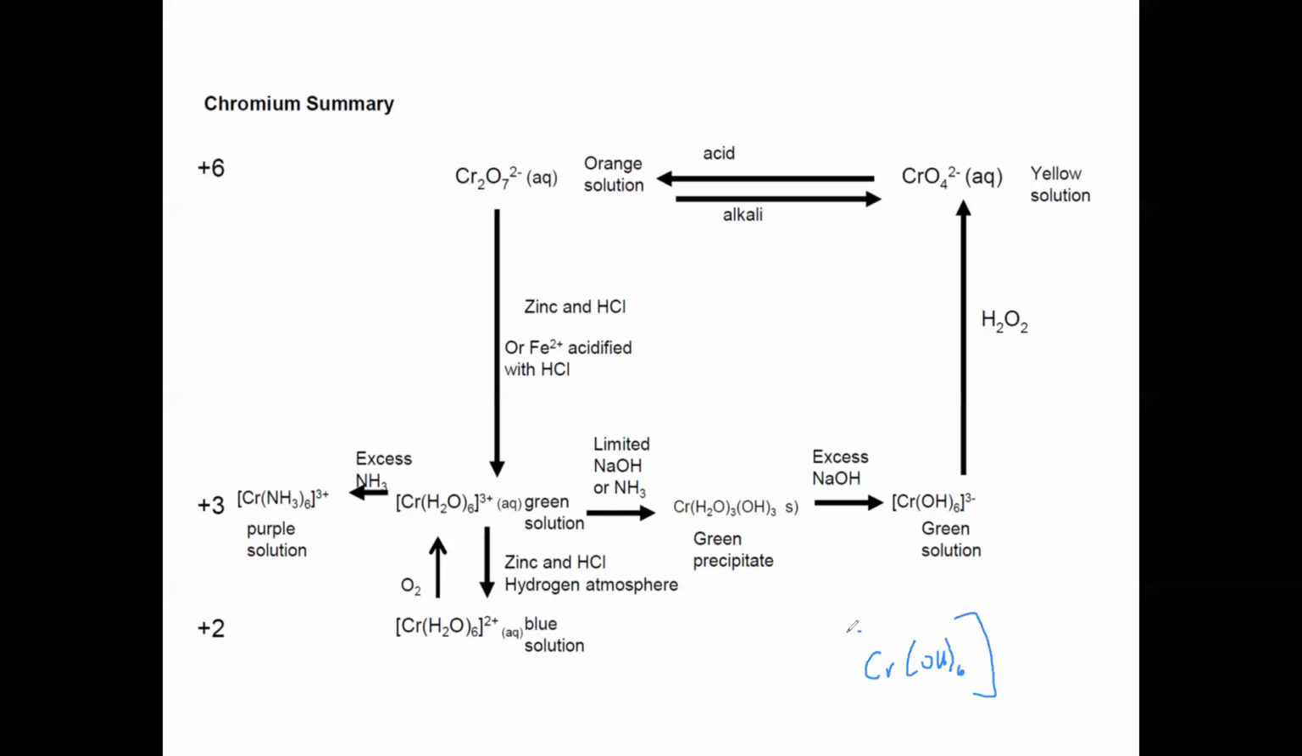Then what will be the charge? 1 hydroxide is -1, 6 hydroxides will be -6, and chromium is +3. So overall it will be -6. Sorry, -3. This will be negative. And the appearance, you have to learn, it will form a green solution.